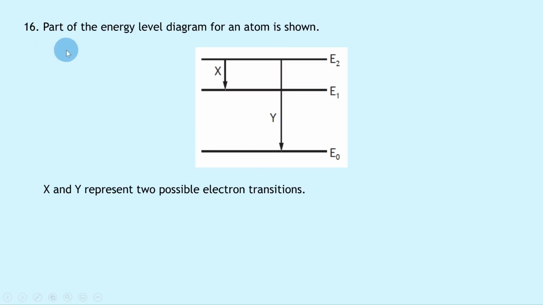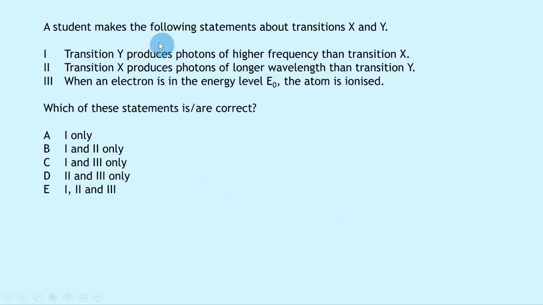Question 16 says part of the energy level diagram for an atom is shown. X and Y represent two possible electron transitions. So there's X going from E2 to E1, and there's Y going from E2 to E0. Then it says a student makes the following statements about transitions X and Y.